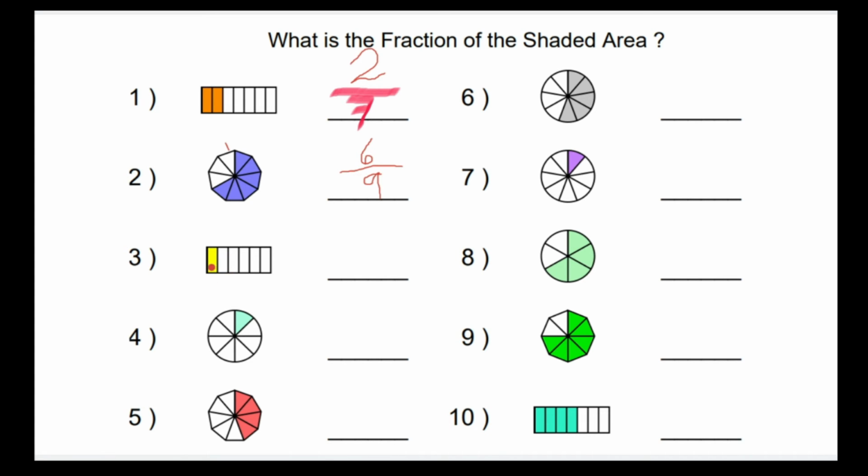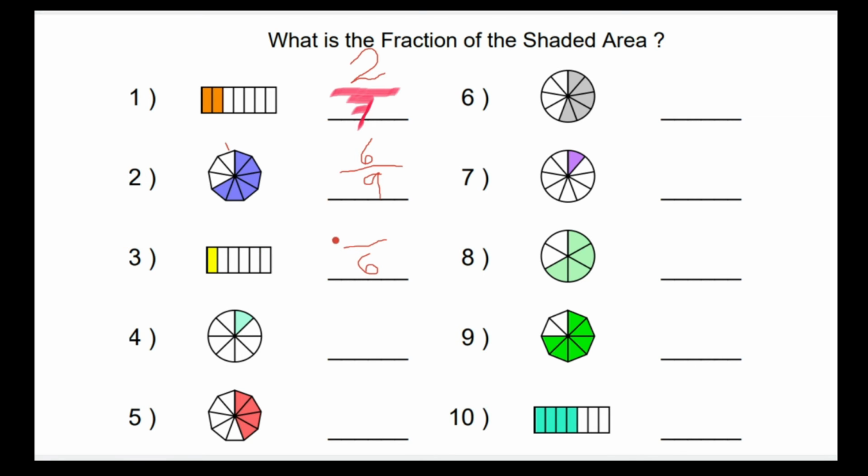Now, let's do the third and fourth, and the rest of them you can practice to identify what fraction each of these shapes represents. First, count how many equal parts there are, and that will be your bottom number or your denominator. 1, 2, 3, 4, 5, 6.